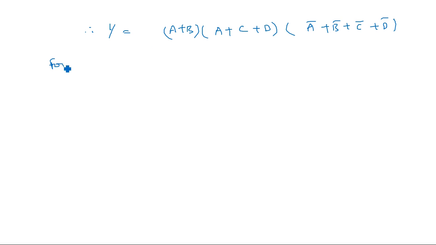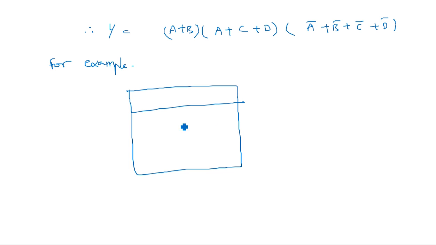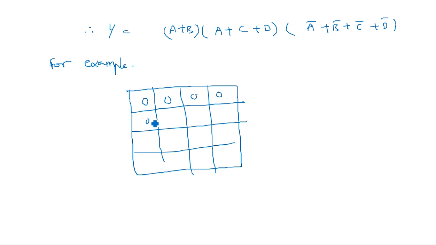For example, you are having 0, 0, 0, 0, 0, 0, 0, 0. This rule is applicable for SOP also. Depending upon the number of mappings, we can eliminate the number of variables in the Boolean expression.